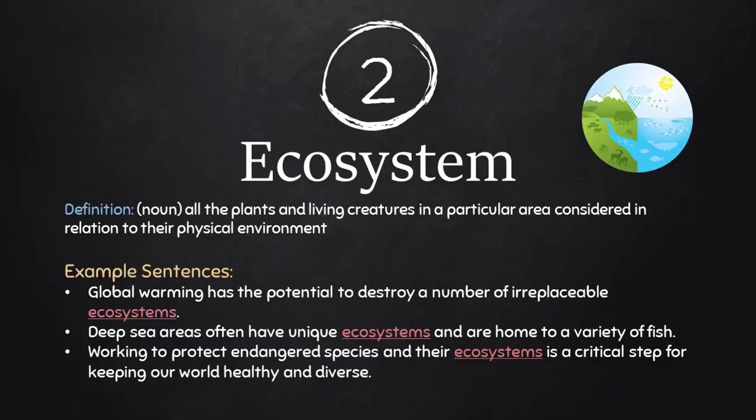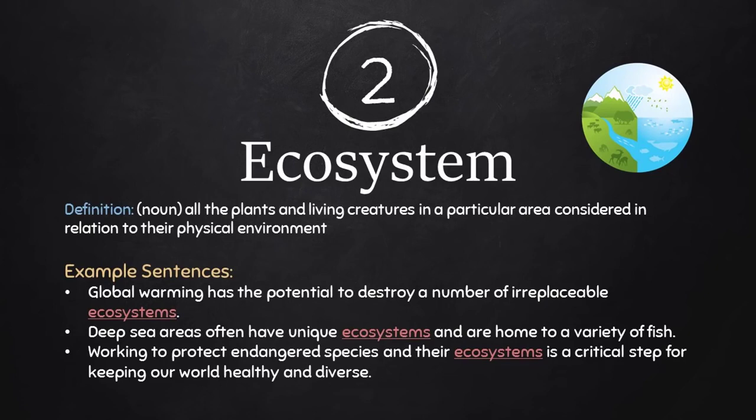Next, ecosystem. The definition is all the plants and living creatures in a particular area considered in relation to their physical environment. This definition is a little bit difficult. So what does it mean? It means all of the things that are living, the plants, the animals, trees, related, and how they are connected to their physical environment, the ocean, the mountains, the plains, things like that.